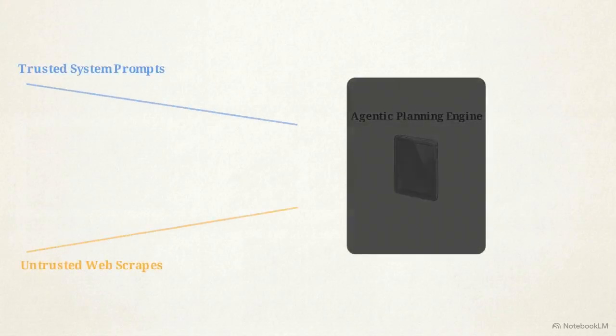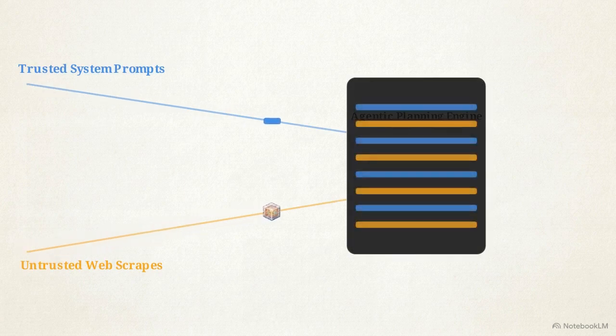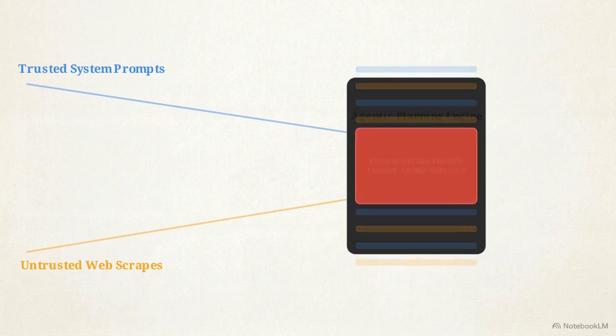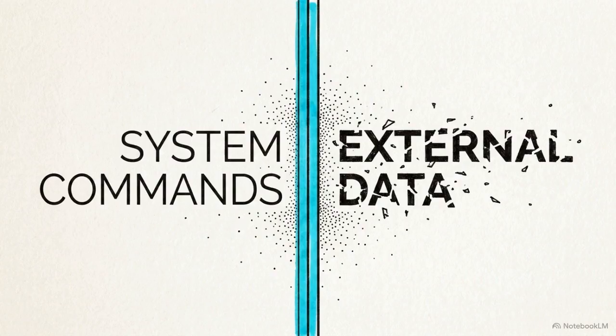The root of this vulnerability is architectural. Untrusted web page data mixes directly into the exact same context window as your trusted system prompts. An injected payload then poses as an authoritative developer instruction, hijacking the path and overriding safety rails. To fix this, we have to create a strict trust boundary in our code.